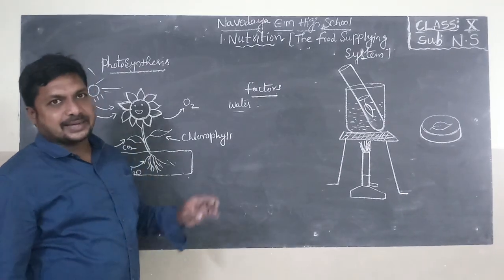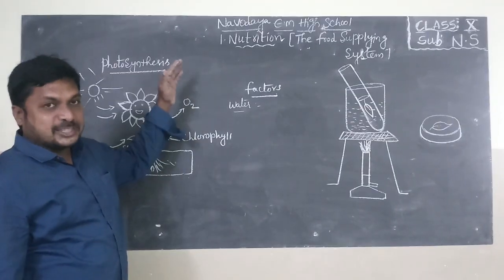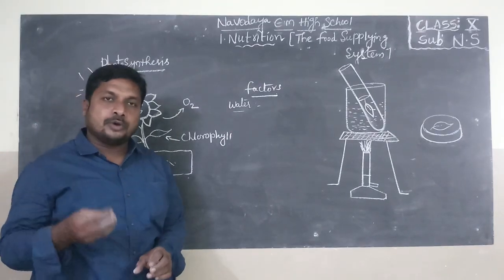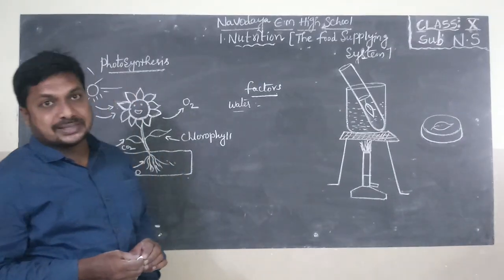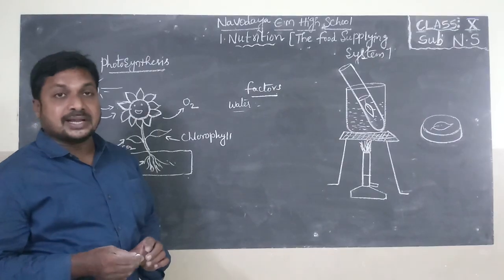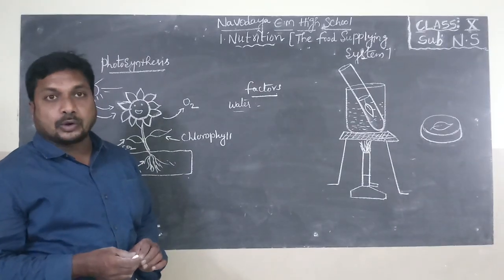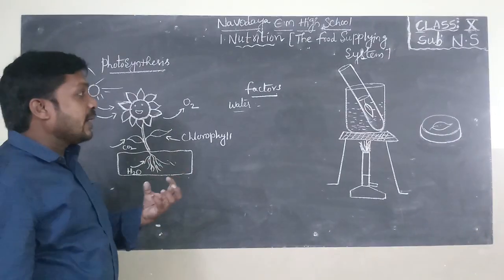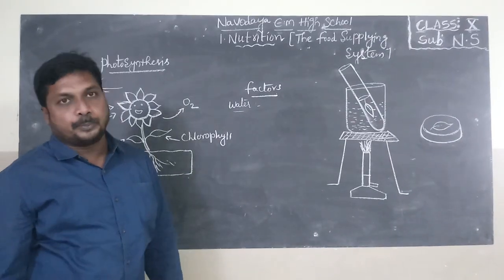Students, in the previous class in the NS subject, I explained four factors which are essential to green plants, and I also explained why photosynthesis is considered a basic life process, and I explained about autotrophic nutrition, and why green plants are known as universal food providers.